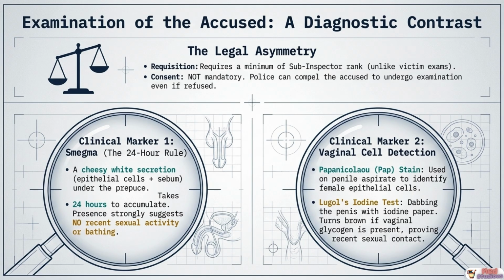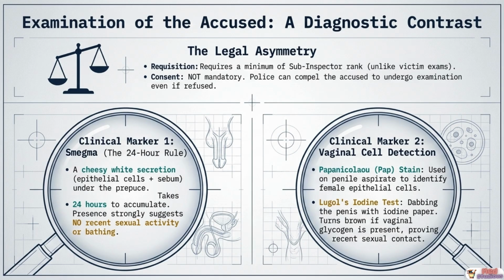Clinical marker 2 is vaginal cell detection, using Papanicolaou staining on penile aspirate to identify female epithelial cells, and the Lugol's iodine test, in which iodine paper applied to the penis turns brown in the presence of vaginal glycogen, confirming recent sexual contact.